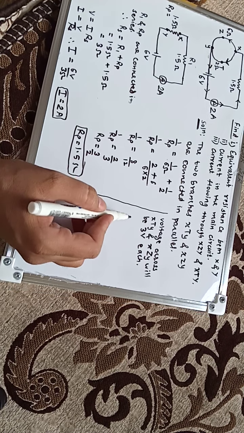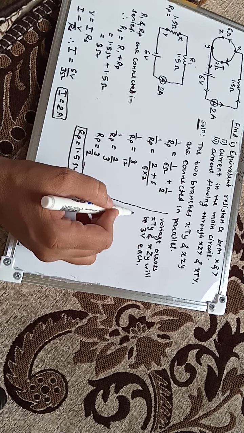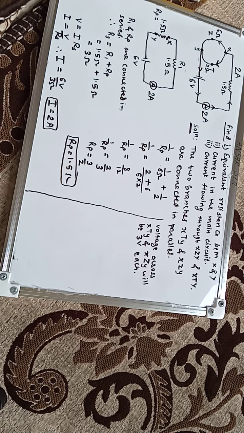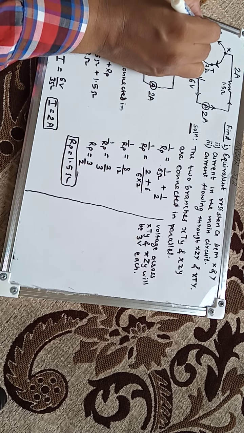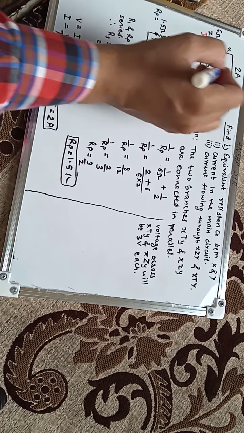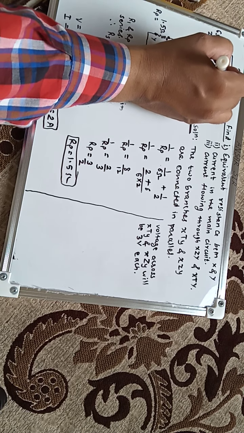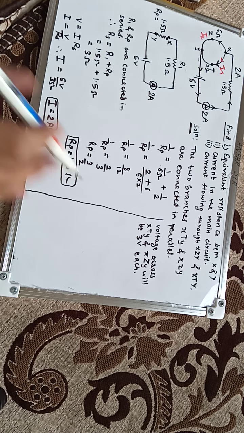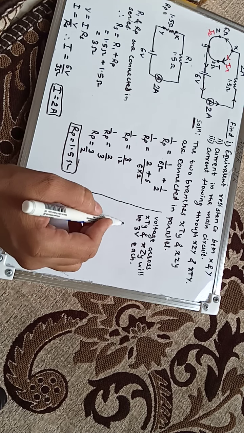So now let us solve. We can give names. Let us say the current flowing through XZY is denoted by IZ, and the current flowing through XTY by IT. IT means the current flowing through XTY, and IZ is the current flowing through XZY. Okay, so we will apply Ohm's law.